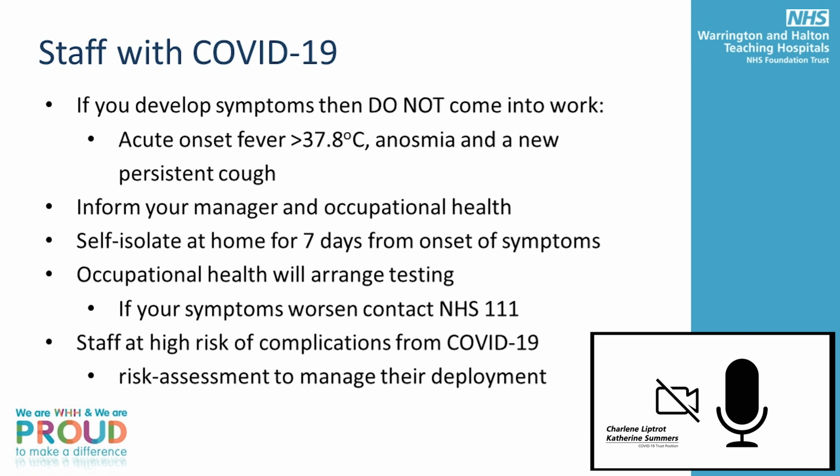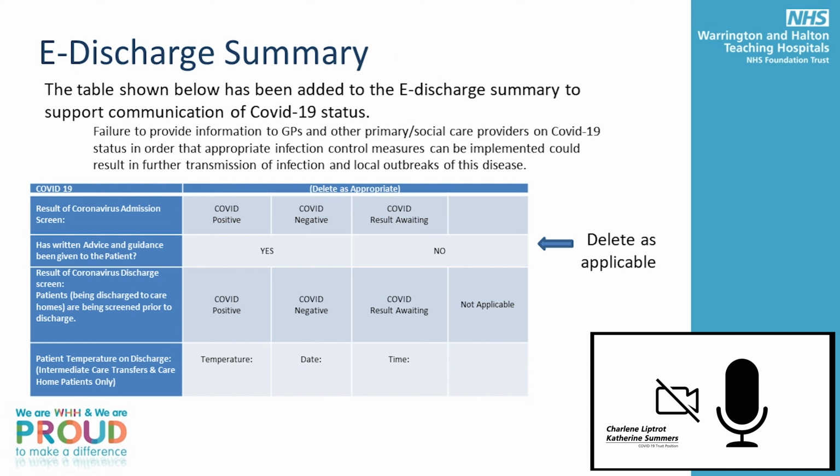Staff at high risk of complications from COVID-19 should have an individualised risk assessment to manage their deployment within the trust. The e-discharge summary should be completed on the patient's discharge. A table has been added to the e-discharge summary to support the communication of COVID-19 status. Failure to provide information to GPs and other primary social care providers on COVID-19 status, in order that appropriate infection control measures can be implemented, could result in further transmission of infection and local outbreaks of the disease.